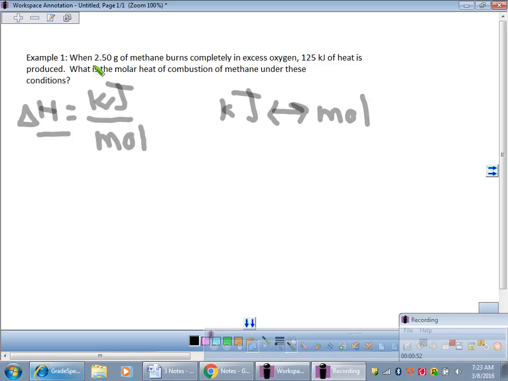So example number 1, if you have 2.5 grams of methane and it's burning, so now we're talking not just delta H in general, we're talking delta H of combustion, so our molar heat of combustion. It releases 125 kilojoules of heat, and you are looking for the molar heat of combustion.